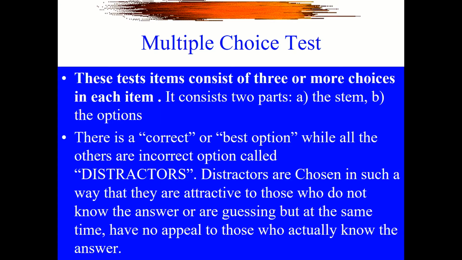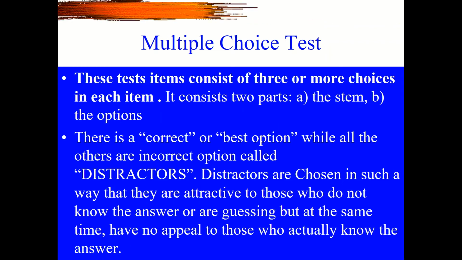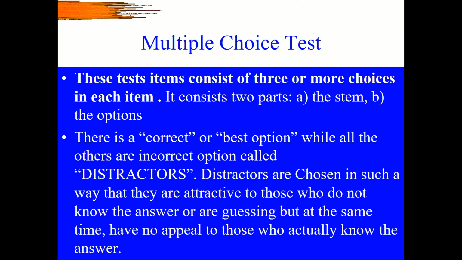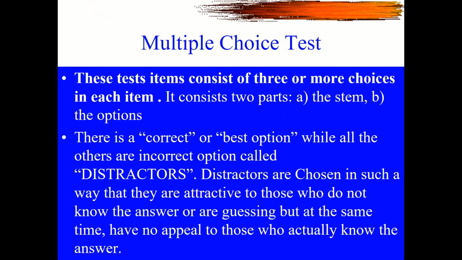From all of the objective tests, multiple choice tests can assess varied cognitive levels. It can test remembering, understanding, applying, and analyzing. Sometimes it can assess evaluating, but it cannot assess creating. So multiple choice tests go only up to analyzing.